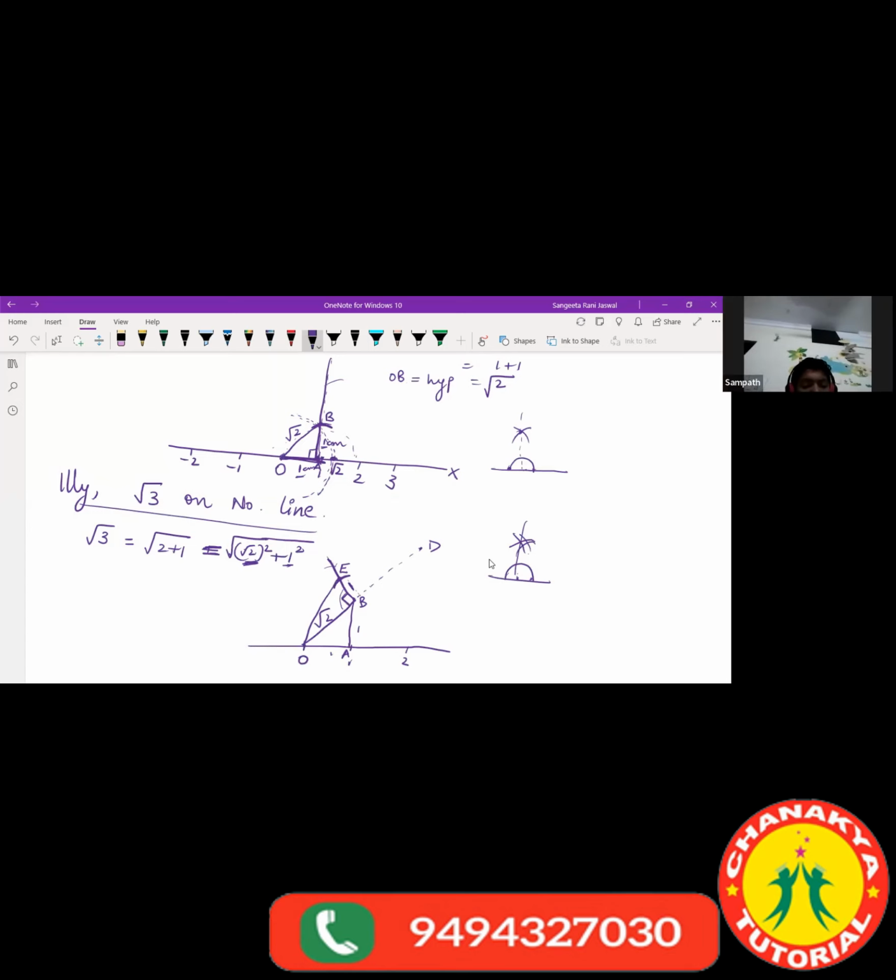Ma'am, do we make the arcs with the compass as well? Yes, you have to make the arcs with the compass. How will you make an arc without a compass? Ma'am, can you once show how we make it on the compass? How can I show it here now, which is not possible? It's only possible on the notebook with the compass.